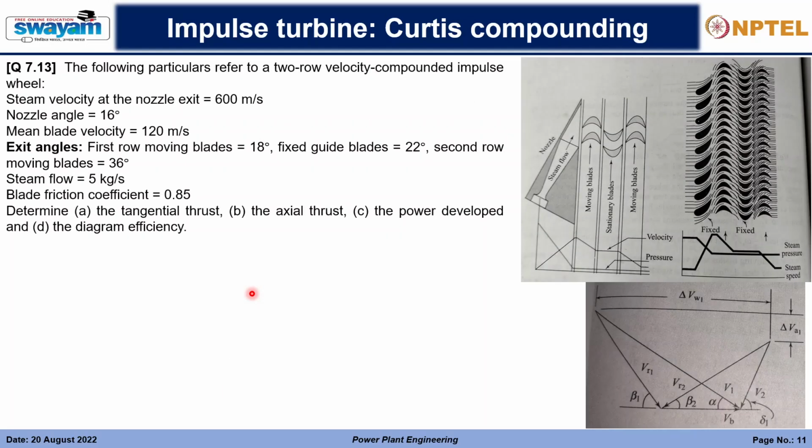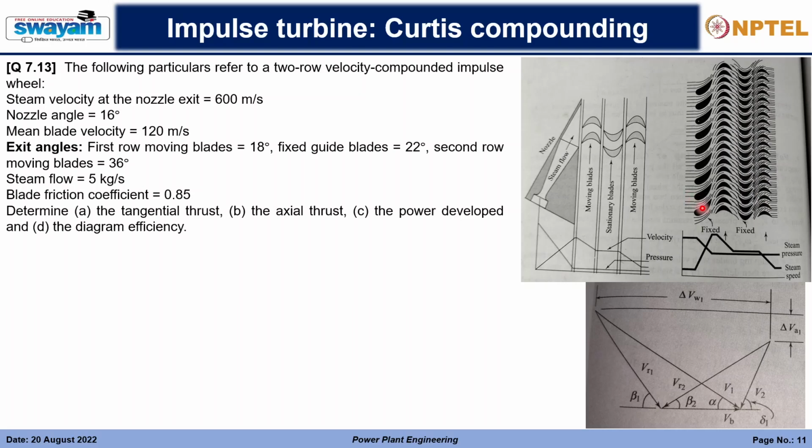Next, I want to quickly cover the Curtis compounding. Suppose you are given two types. Let me talk about the Curtis compounding first. It is actually a velocity compounded impulse wheel. Are you able to see this particular figure? Here is a schematic of a velocity compounded impulse wheel.